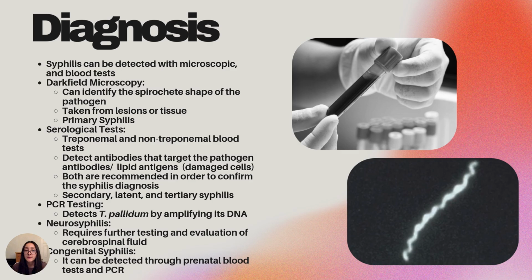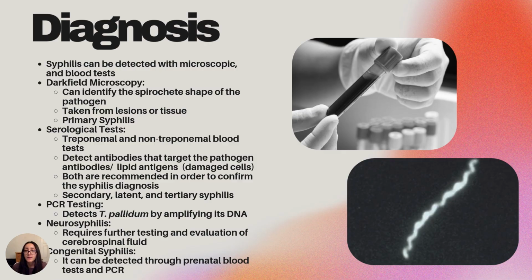So syphilis can be detected using microscopic and blood tests. Dark field microscopy can identify the spiral shape of the pathogen, and samples are taken from lesions or tissue. It is useful for diagnosing primary syphilis. Serological tests include treponemal and non-treponemal blood tests, and they can detect antibodies against the pathogen or antibodies against lipid antigens from damaged host cells.